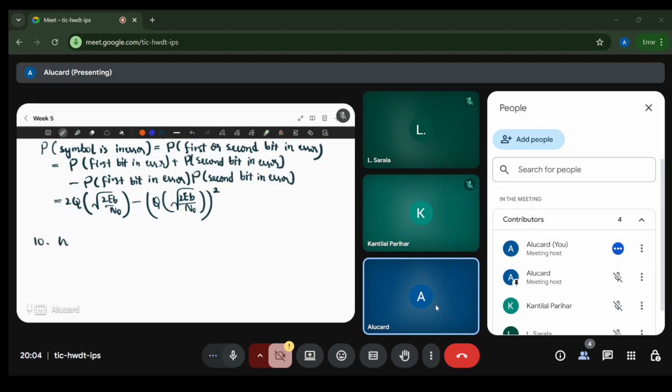Question 10. What is the Rice factor K for a channel with no line of sight component?